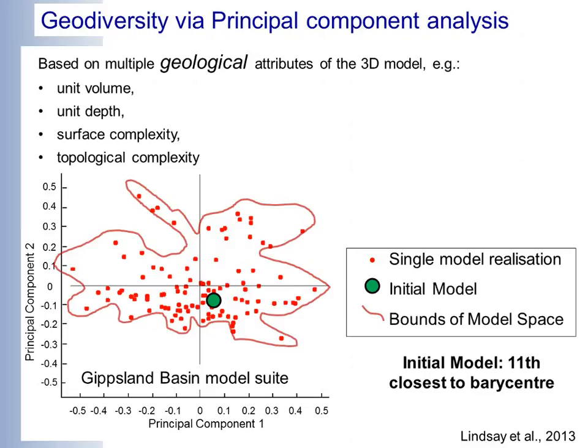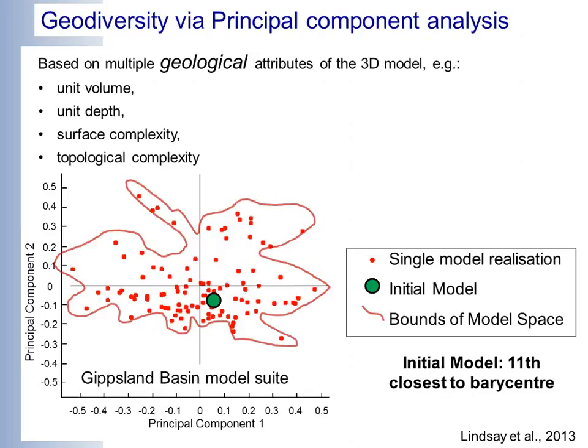So now we've reduced all of our millions and millions of voxels down to a parameter space based on things we care about, and we can actually look at that and say, well, there's a whole bunch of models that cluster around here, and this is probably the most representative model. It's got the average properties in all of the different parameters that we care about.